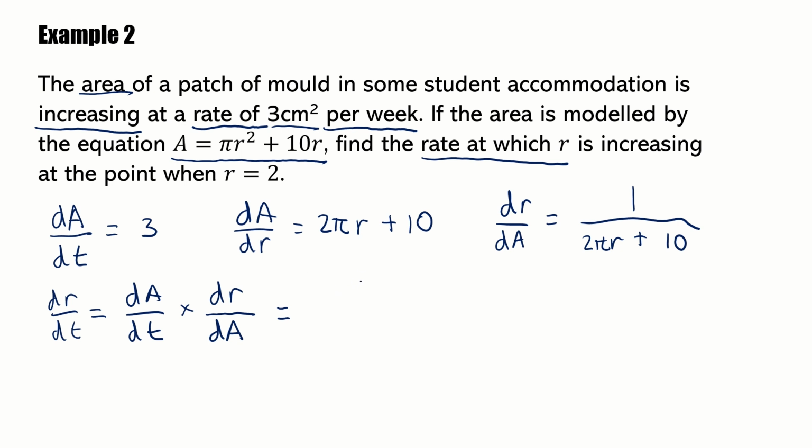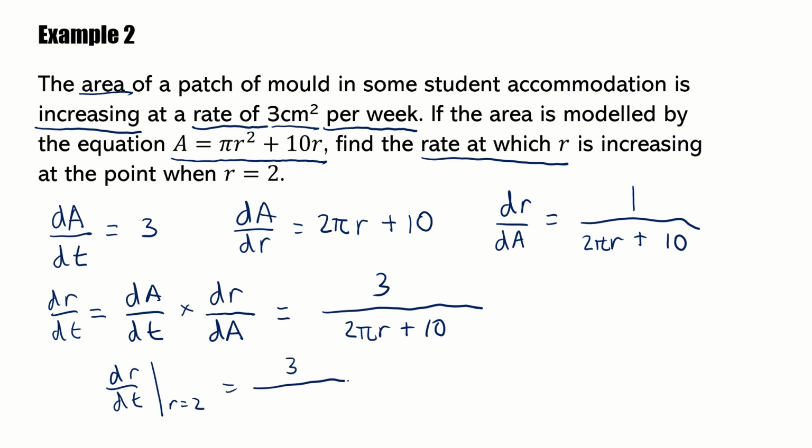So our dA over dt times our dr over dA will end up with 3 over 2 pi r plus 10. However, we want dr over dt at r equals 2. So now we've got to plug in r equals 2 into that expression or equation that we had before. And that's when you're going to want to use your calculator. So plugging that into the calculator, you will get an answer of, to 3 significant figures, 0.133 to 3 significant figures.